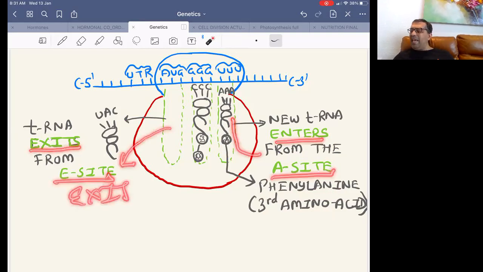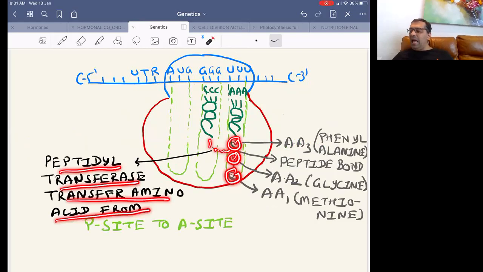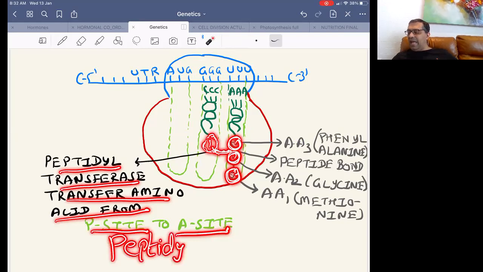And what is the P site going to do now? The tRNA with two amino acids from the P site goes and gets attached to the tRNA at the A site. And that is done by the peptide transferase enzyme. Peptide transferase will transfer the amino acids from the P site to the A site. So that is the reason it is called the peptidyl site. Peptidyl transferase acts at the peptidyl site, so it is called the peptidyl site.